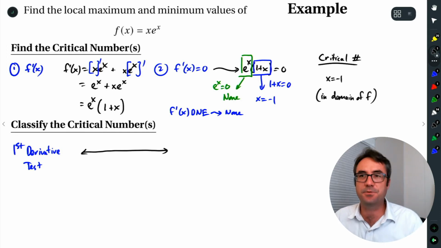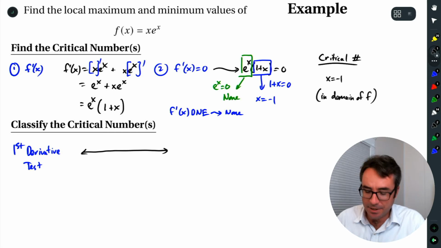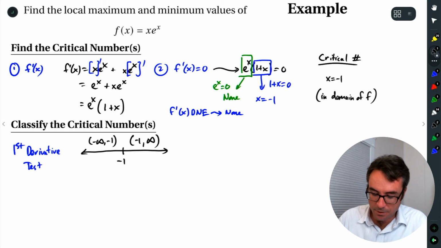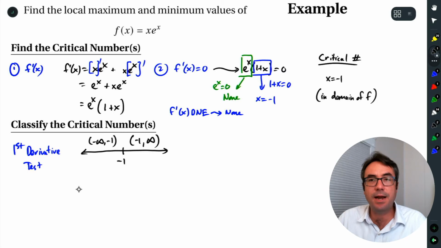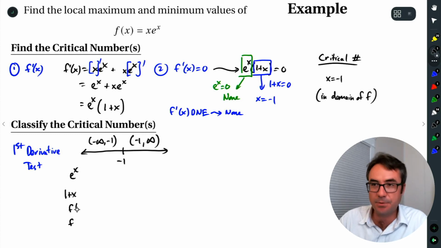But let's do the first derivative test. All right, so we found -1, so we plot it. We have our interval from -infinity to -1, and then from -1 to infinity. And we're going to look at the sign of f prime, and let's actually write this out. So we have e to the x as one of our factors, and then we have 1 plus x, and we're going to see what that tells us about f prime.